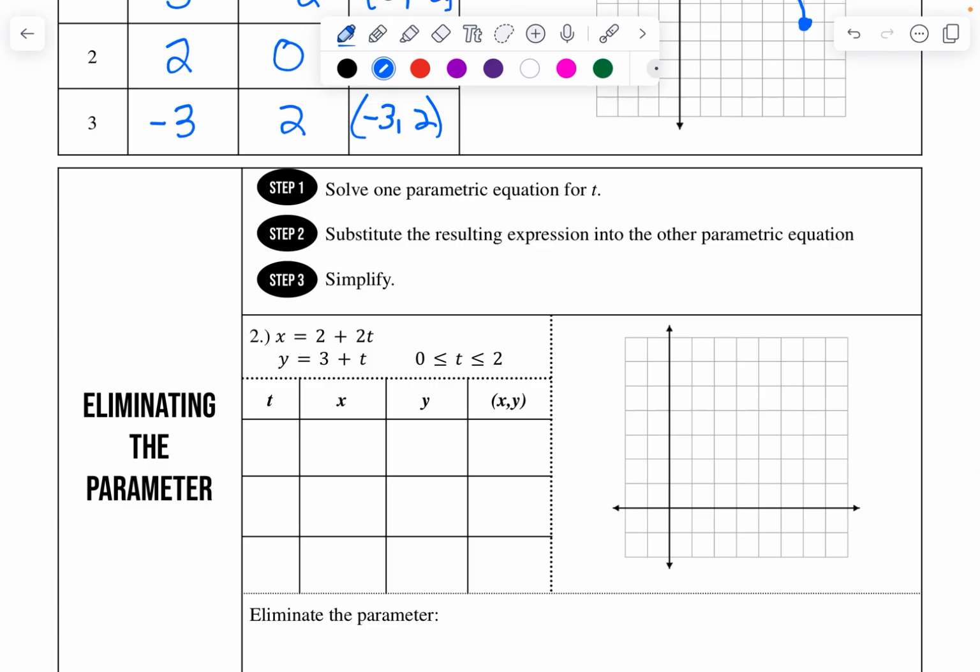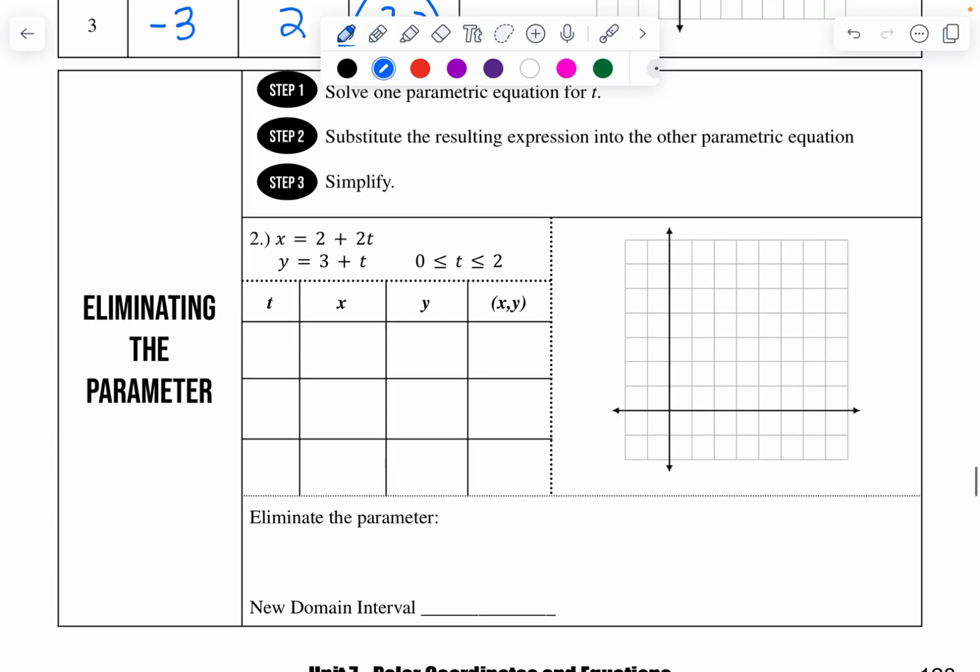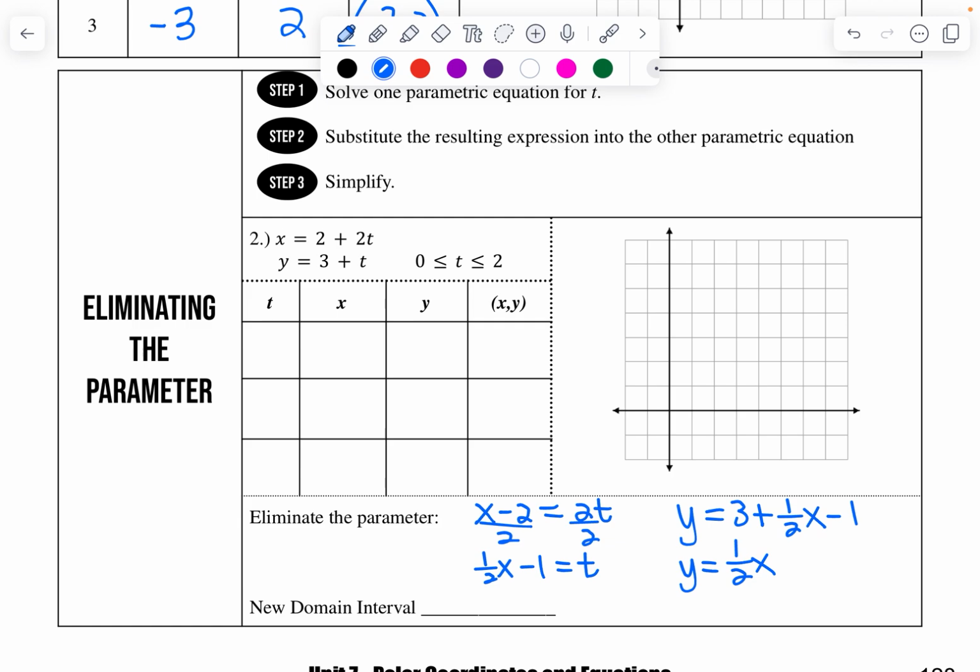So again, I'm going to take one of these and solve for t. We typically take the x equation and solve for t. So I'm going to subtract the 2 to the other side, so we have x minus 2 equals 2t. And then I'm going to divide by 2, so I'll get 1/2 x minus 1 equals t, which I can now plug in place of t in my y equation. So y would equal 3, and instead of adding t, I'll add on what I know t equals, which is 1/2 x minus 1. If I combine like terms, I see this is a linear equation, y equals 1/2 x plus 2.